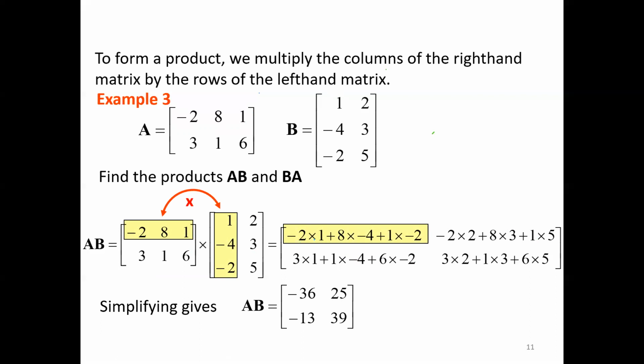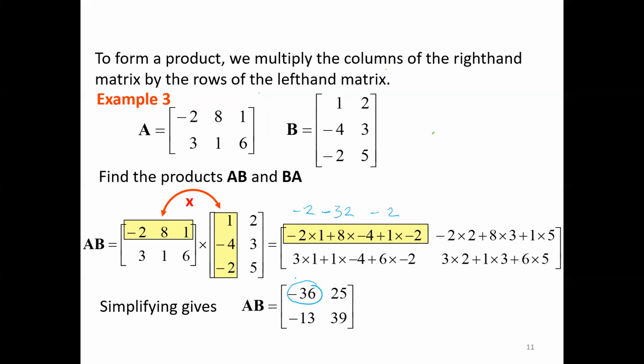We have minus 2 times 1, which is minus 2. Plus 8 times minus 4, so that's minus 32. And plus 1 times minus 2, which is minus 2. So minus 2 minus 32 minus 2 is minus 36. That was the answer for AB.